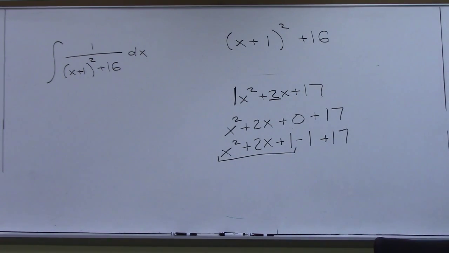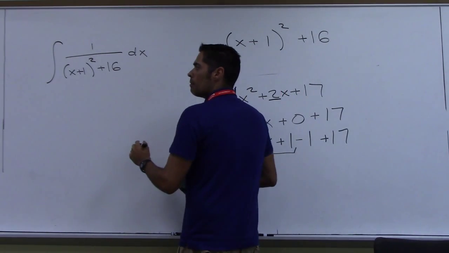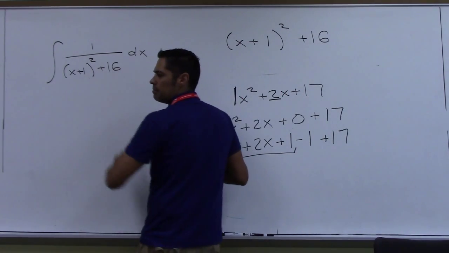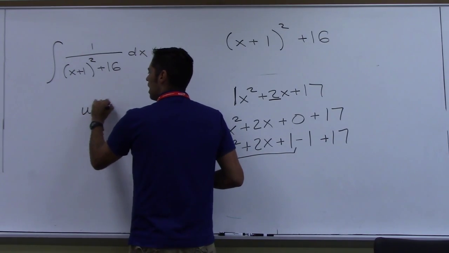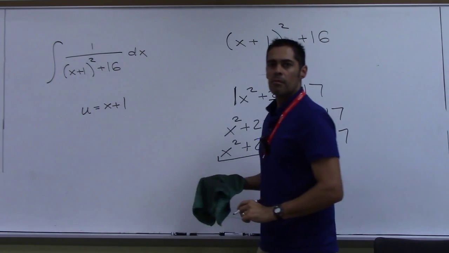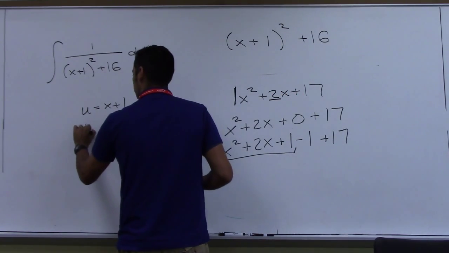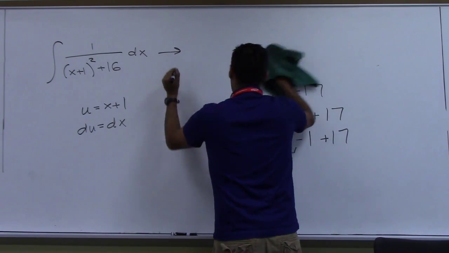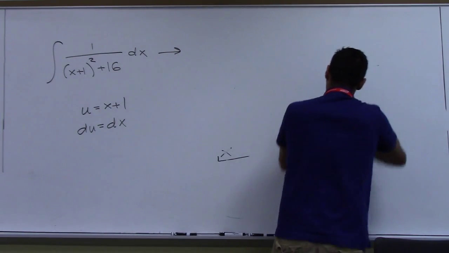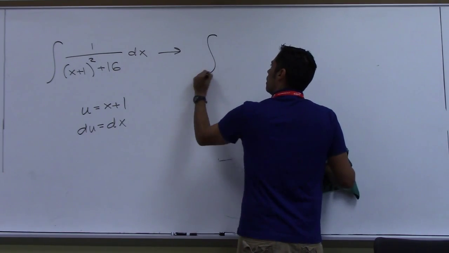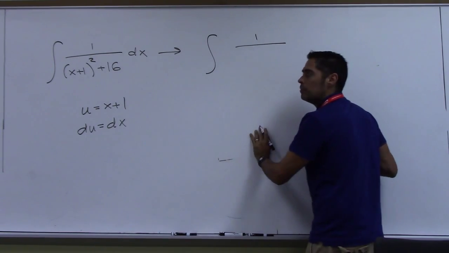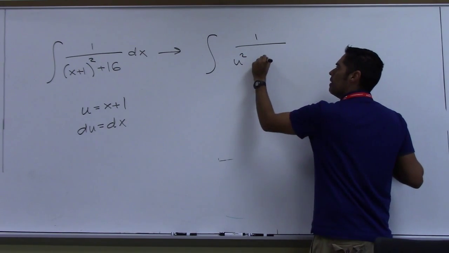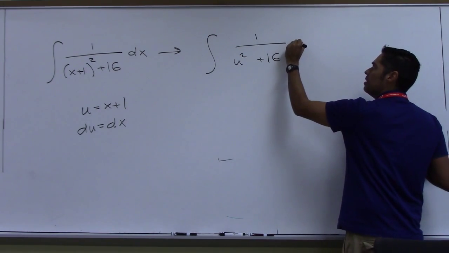What can you do with that? A basic u substitution. What would your basic u substitution be? Can't you also take 16 out? Oh, no, you can't, because it's added. u is x plus 1, everyone. What's du? dx. How's the integral rewritten then? One over u squared plus 16, du.